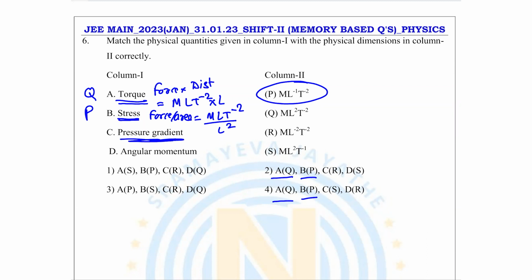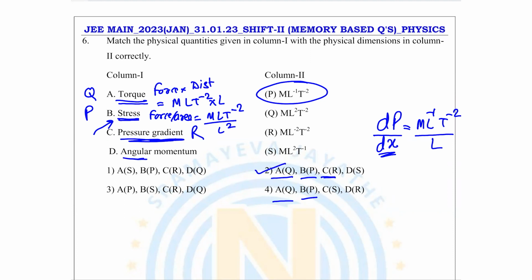Pressure gradient. Pressure gradient is dp by dx or dp by dy. Basically, gradient means how things change in space, like potential gradient dV by dr. So pressure gradient is dp by dx, so pressure over length. Pressure is same as stress, force upon area dimensionally. So ML^-1T^-2 divided by L. dx is length. So this is ML^-2T^-2. This goes with R. So 2 must be the correct answer.